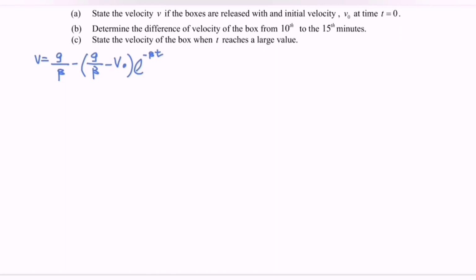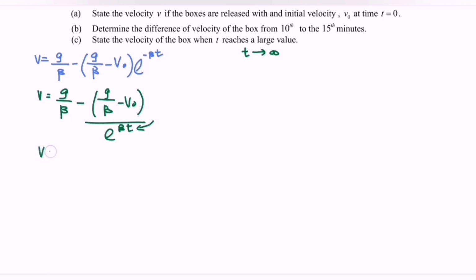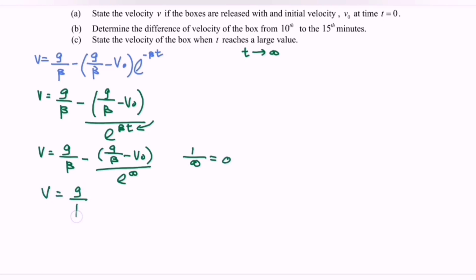So kindly refer to part C. State the velocity of the box when t reaches a large value. So t approaching infinity. v is equal to g over beta minus bracket g over beta minus v naught, over exponent beta t. If we substitute into this part, v is equal to g over beta minus bracket g over beta minus v naught, over exponent infinity. As we all know, e to the infinity is infinity. So something over infinity will be 0. So v is equal to g over beta, which is the velocity of the box when t reaches a very large value.